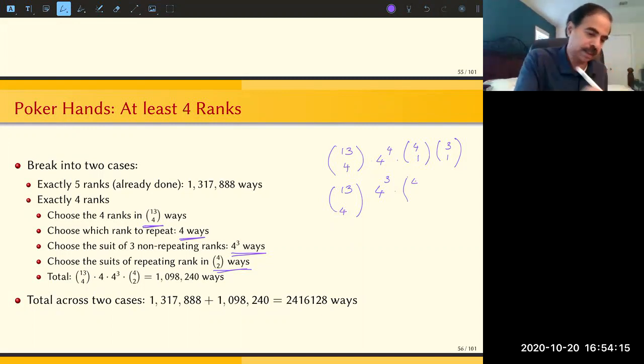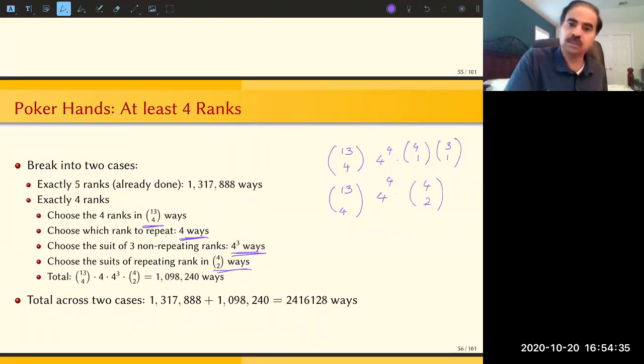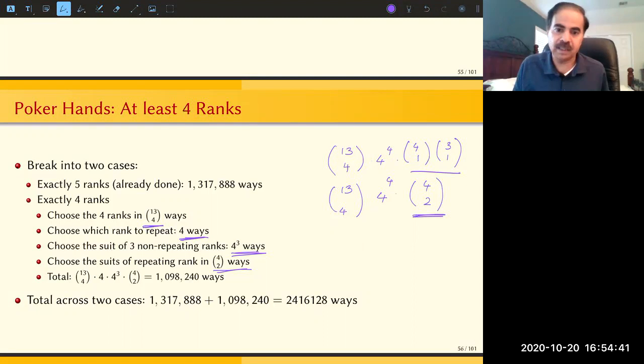Okay, so let me just simplify this, right? So 4 and 4 to the power 3. So we still have 4 to the power 4, and then we have 4 choose 2, right? So here, that is the difference, right?